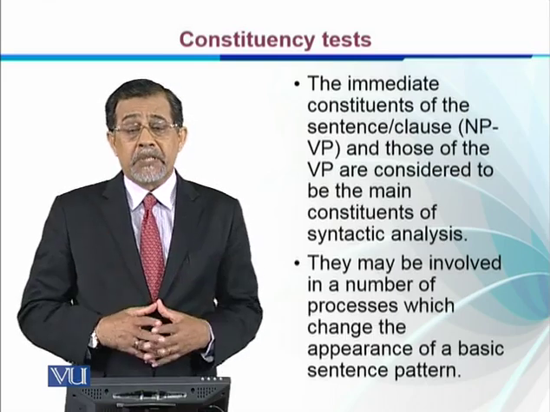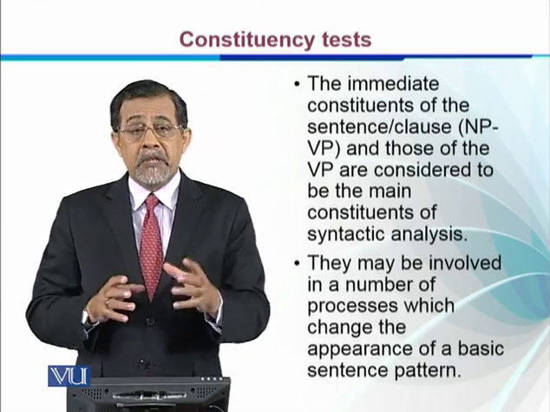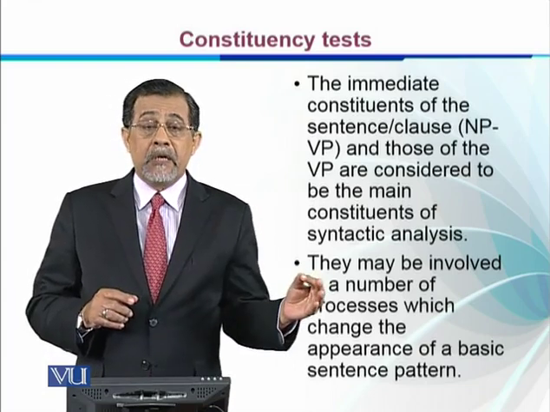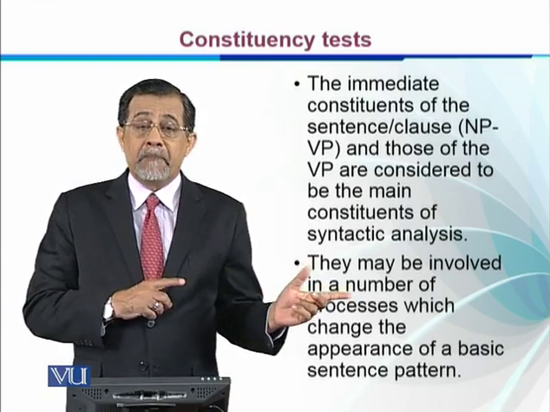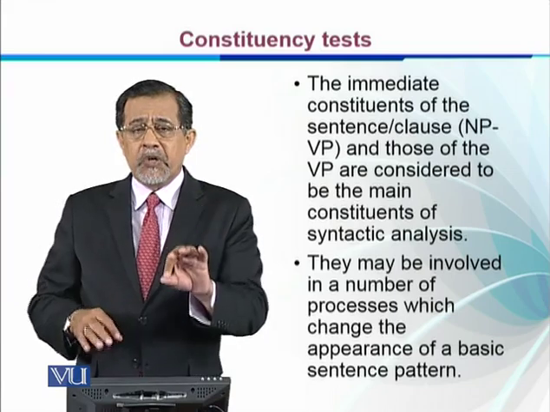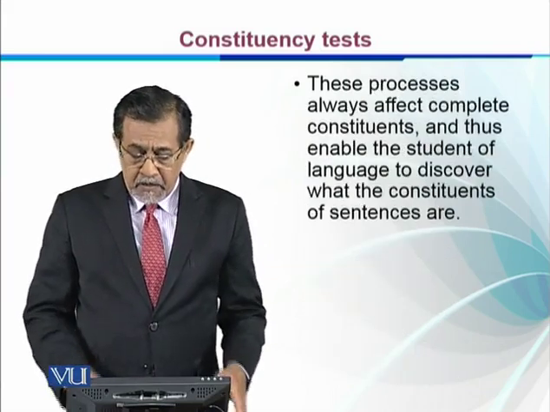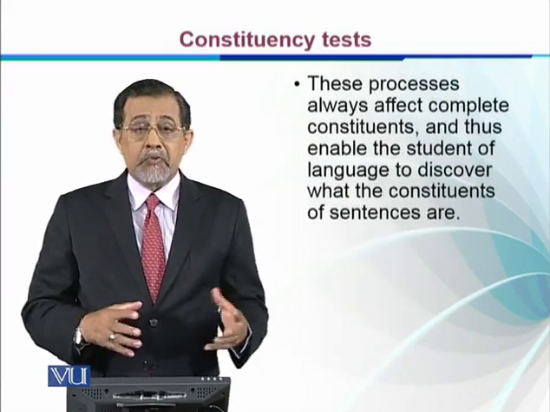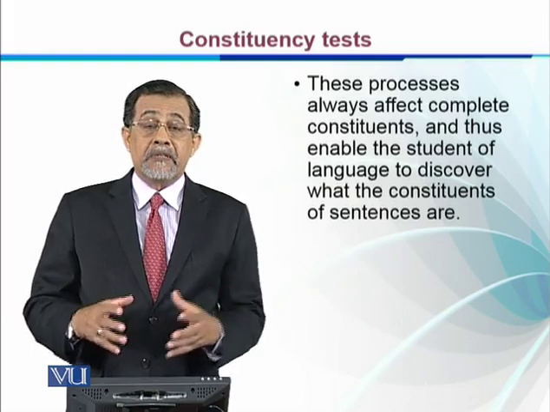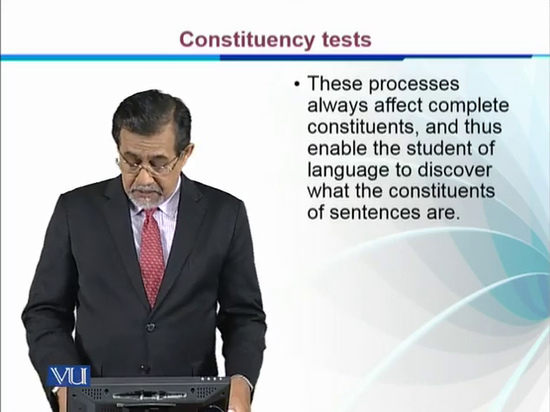But there are certain processes which can shift the place of these constituents. However, one thing that needs to be known is that one constituent goes completely to another place. It moves completely to the other place or comes completely from the other place. It doesn't happen that half of the constituent is left at one place and half is at the other place. So these processes always affect complete constituents and thus enable the student of language to discover what the constituents of sentences are, right? We'll just see what we are talking about with the constituents.